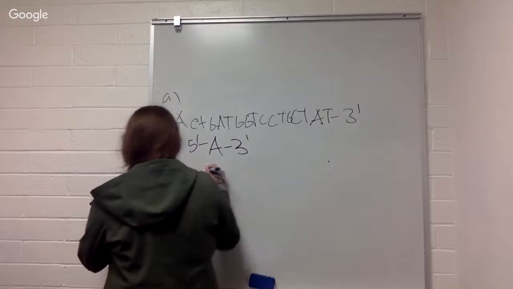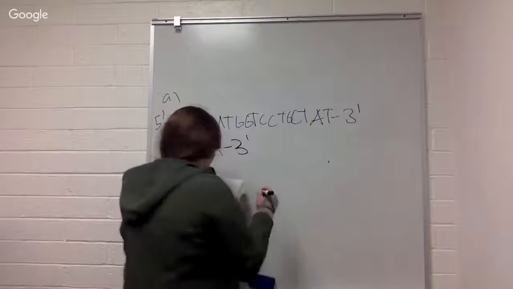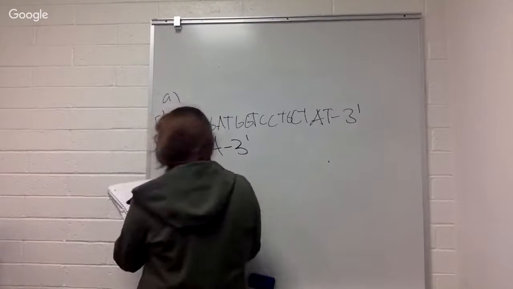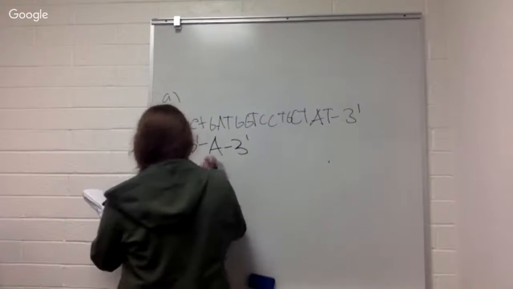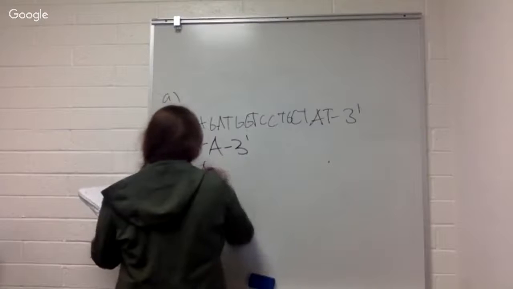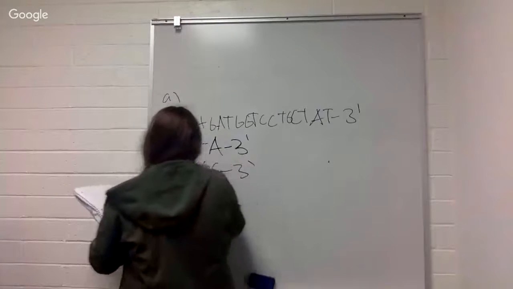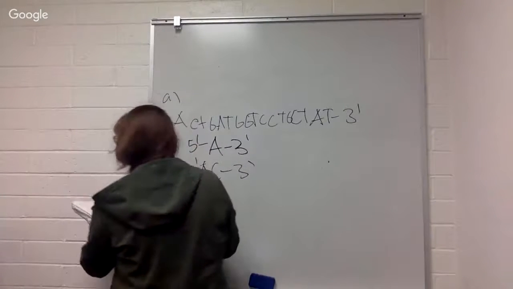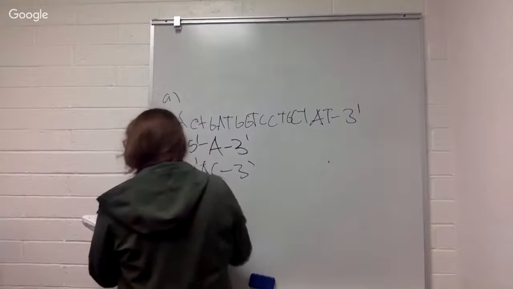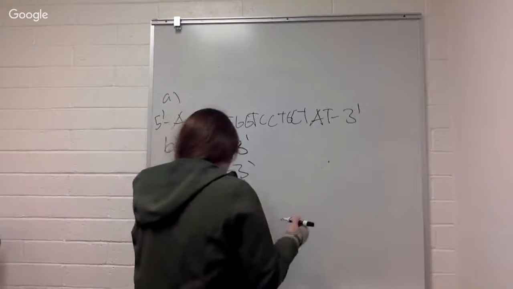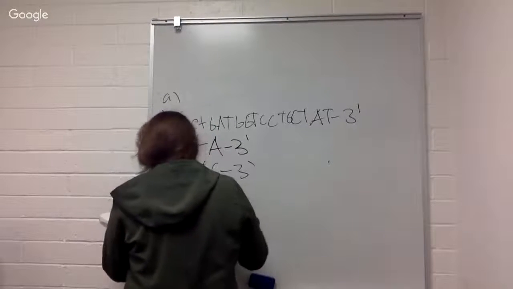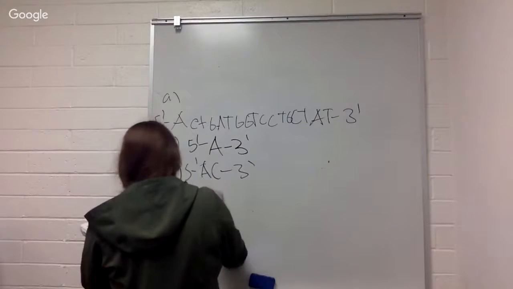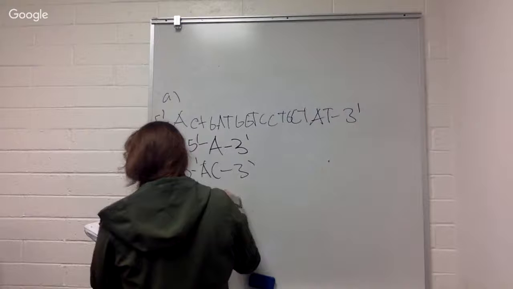For C, it's everything but T because it's GTP instead of DGTP, DTTP. And so it's going to be AC 3 prime. Then for D, it's everything but G because, again, it doesn't have the right stuff. GTP instead of DGTP. So it's 5 prime ACT 3 prime.